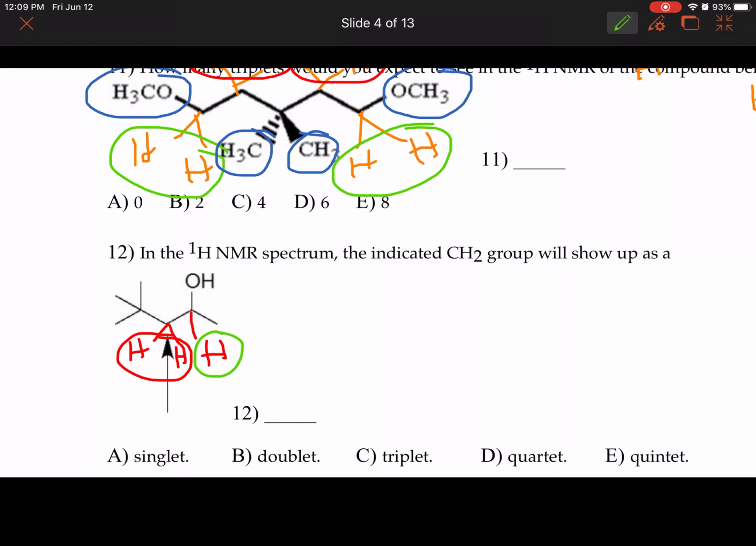So as a result, the indicated hydrogens would show up as a doublet. Number of hydrogens here is 1, plus 1, 1 plus 1, so that's going to be a doublet. Okay, and it will not split due to the other hydrogen because it would make it a 4-bond coupling. That would not happen.